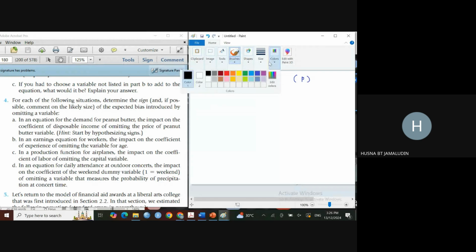Okay, so now let's look at the individual relationships. What is the expected sign for income on the consumption of peanut butter? Positive, right? So when your income is high, of course you will consume more. Okay, how about the price of peanut butter? Is it positive or negative? Negative. Higher price, lower consumption.